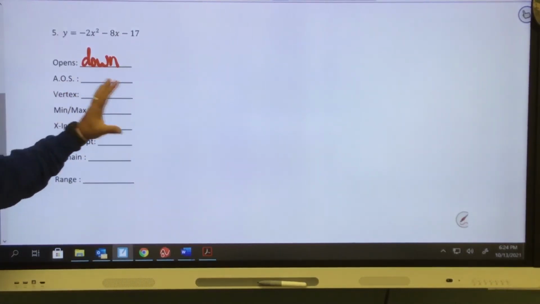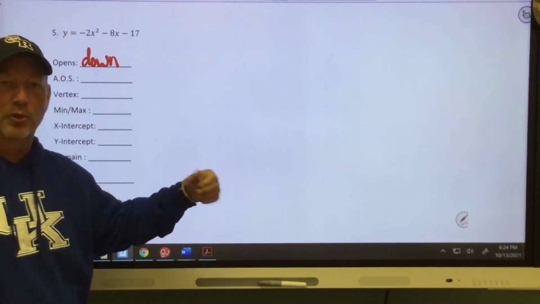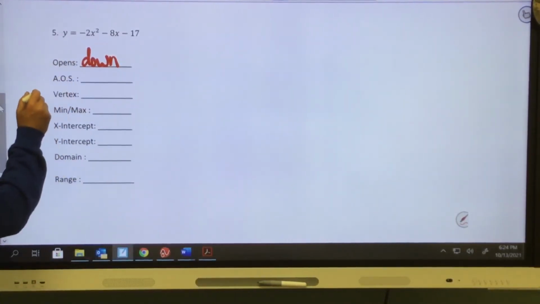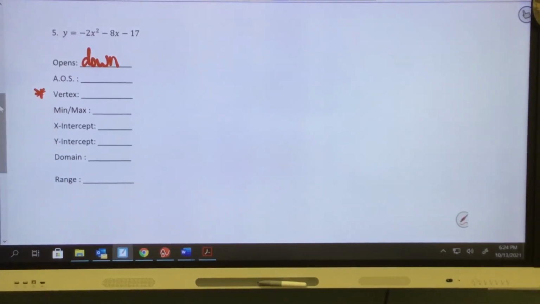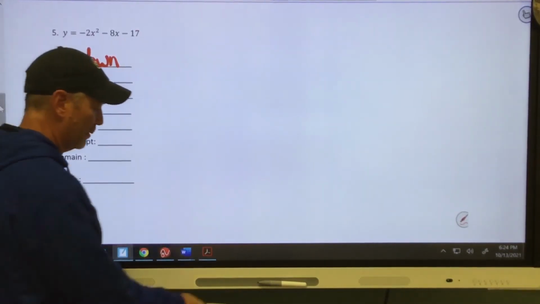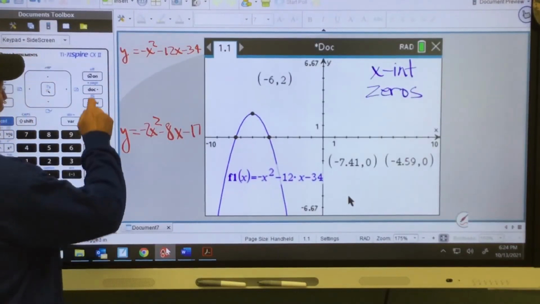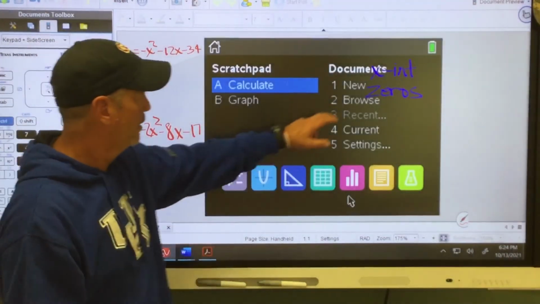So we're going to use the calculator right now. We're going to put this in the calculator. The first thing we're going to do is I want you to find the vertex first, okay? We're going to find the vertex first. So when I go to my calculator, I'm going to say a new document.